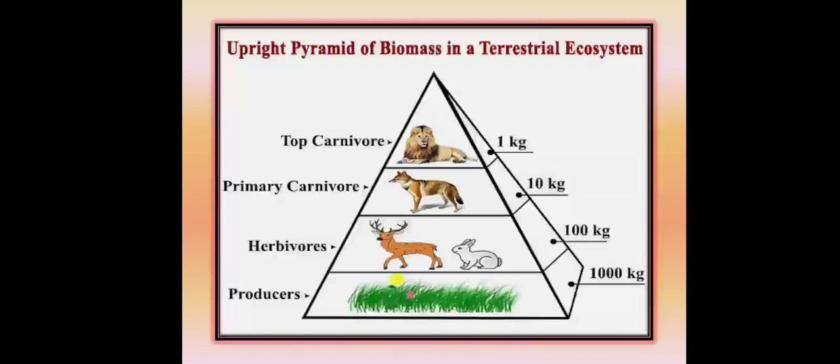So majorly, in the construction of this pyramid of biomass in the grassland or terrestrial ecosystem, the amount of biomass present at the upper trophic levels is lower than that present at the basal or first trophic level.